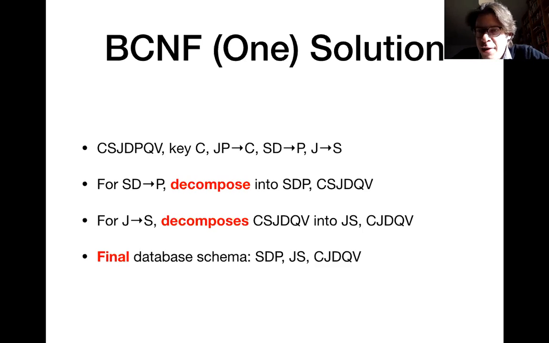All right, so this is a relatively small example. Also note that we could have gotten to a different Boyce-Codd normal form if we had started initially by considering the functional dependencies. J implies S. But in the end, all that matters is that we get to some Boyce-Codd normal form. And if we keep decomposing, then that will happen. All right. Good. Any questions on this?